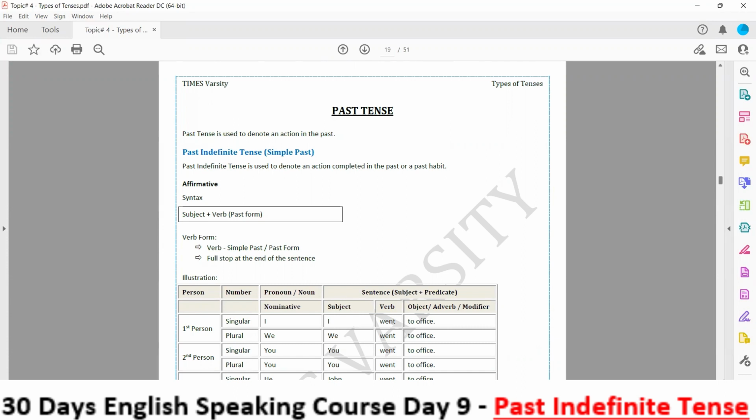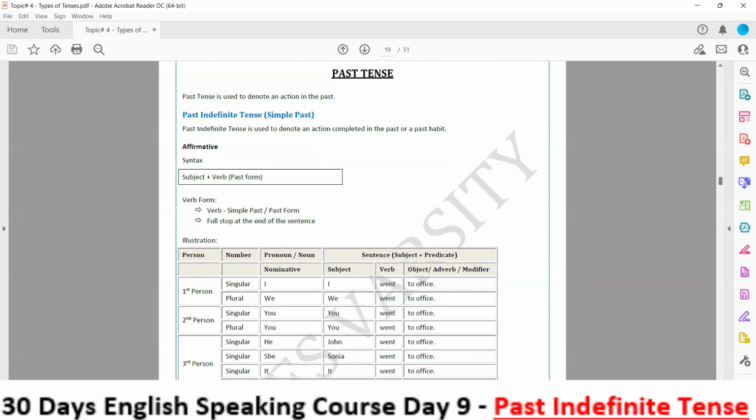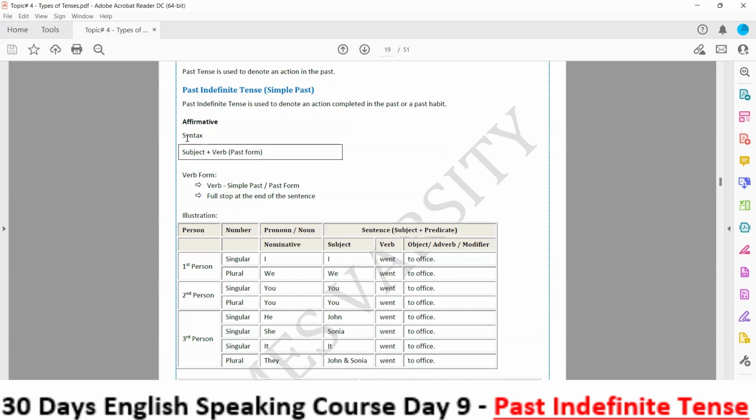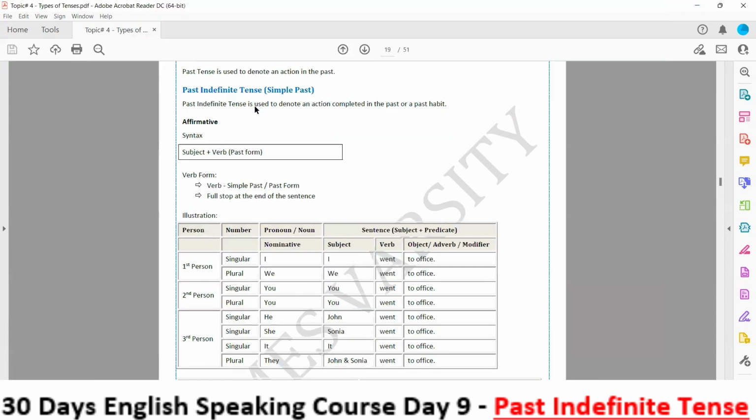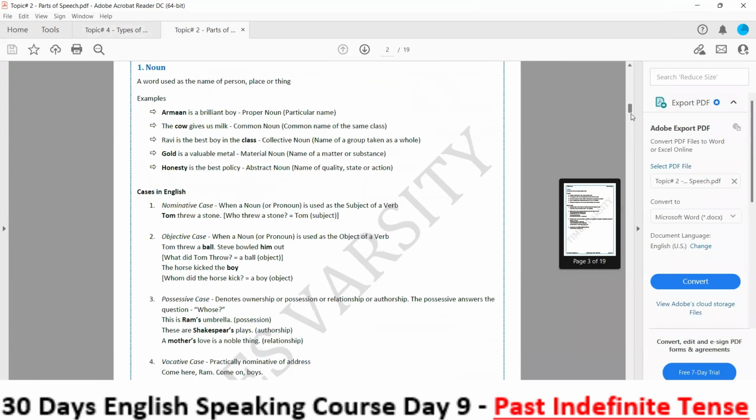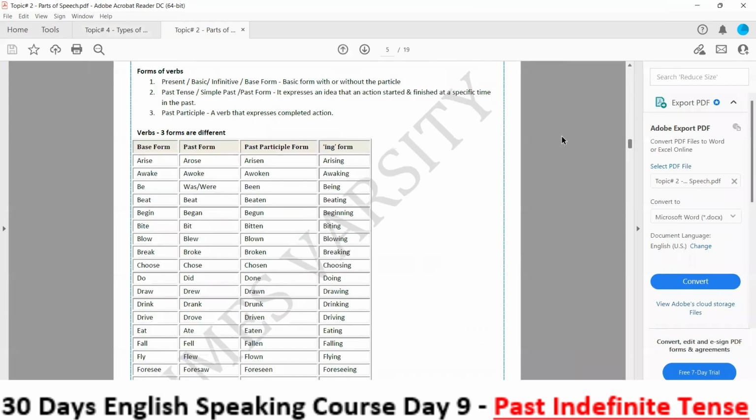First of all, look at affirmative sentence in past indefinite tense. The syntax, or the rule: subject plus verb, and here the past form of the verb, that is the second form of the verb. Look at the parts of speech, we have verb. Look at the list of verbs. In past indefinite tense, the second form of the verb is used. This past form of the verb is used.